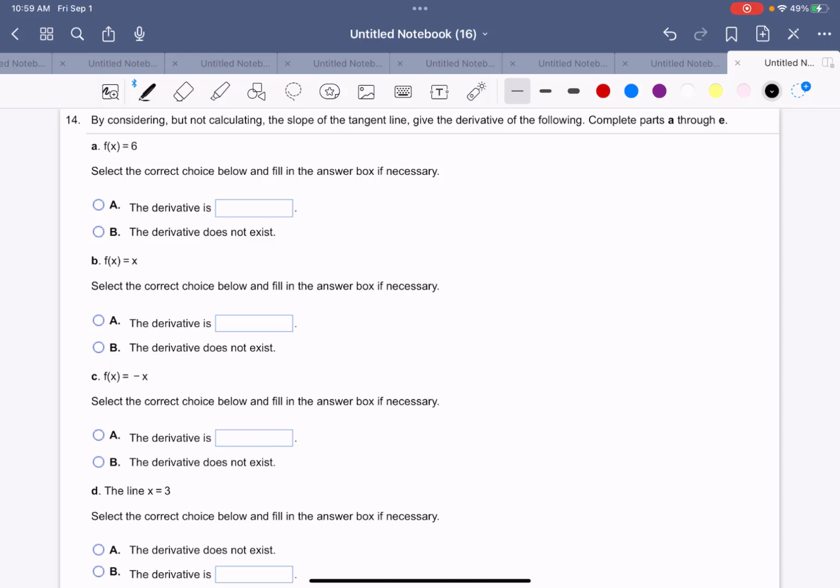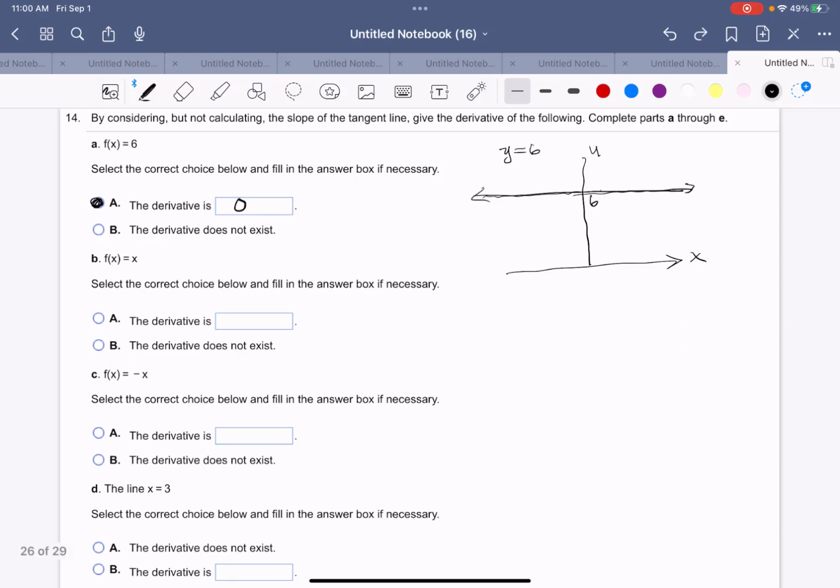So think about what that means. y equals 6 is a horizontal line through 6 on the y-axis. So how is this line changing from point to point? Well, no matter where you pick, there's no rise. So this derivative, no matter what point you pick, will be 0 because there's no change anywhere on this.